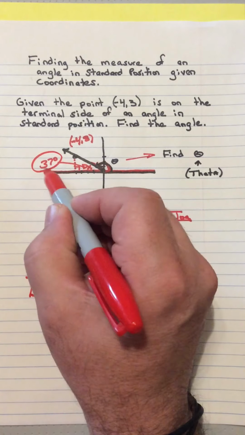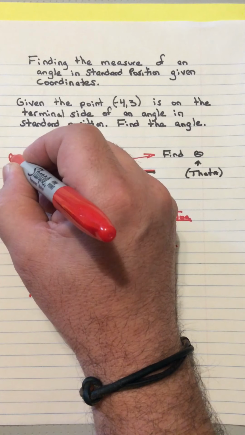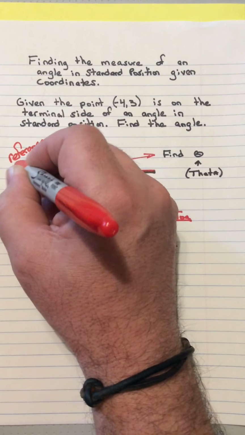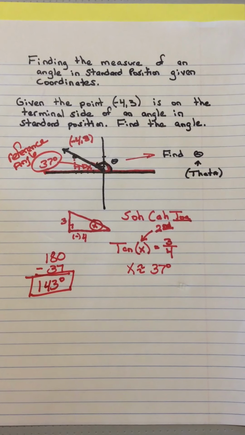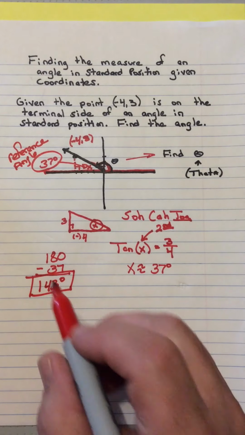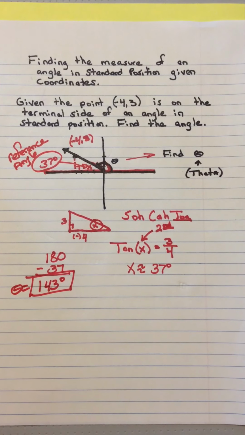This 37 degree angle, which we will talk more about later, is actually referred to as a reference angle. So what I did was I found the reference angle, and then I subtracted from 180 to come up with what theta is equal to.